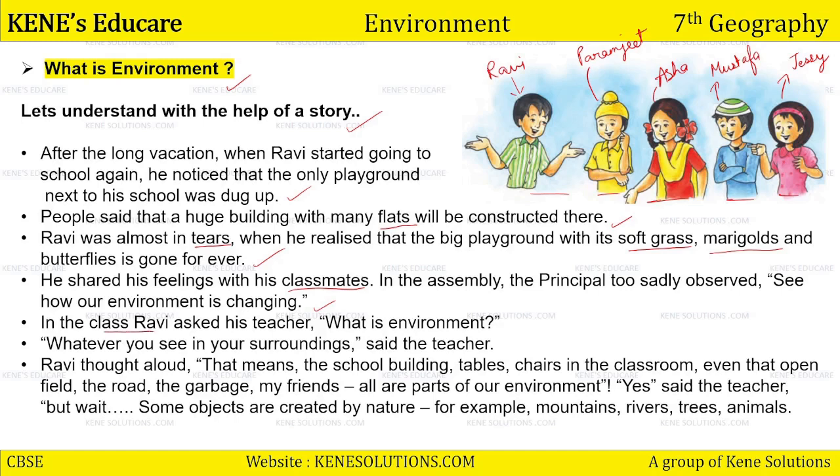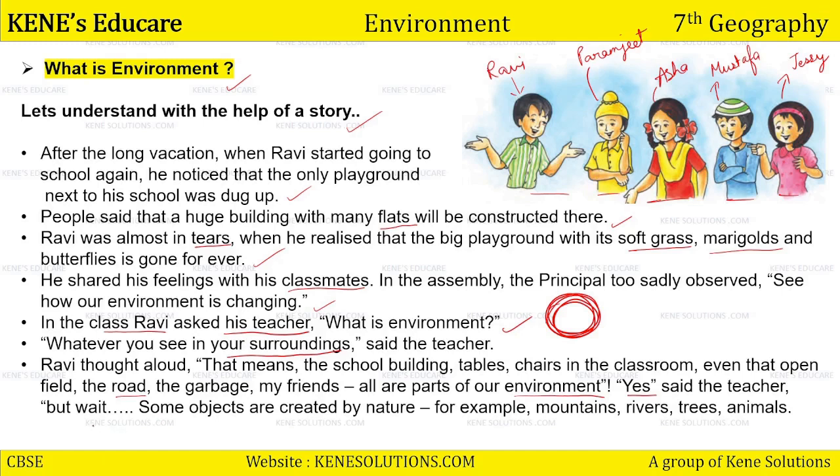So he came to his class and in the class he asked his teacher, ma'am, what is environment? Then the teacher said, beta, whatever you see in your surroundings is known as environment. Anything you see in your surroundings, आप अपने चारों ओर जो भी देखते हैं, everything is environment. Ravi thought aloud. That means the school building, tables, chair in the classroom, even that open field, the road, the garbage, my friends, they are all part of our environment. Teacher said, yes Ravi, you are right. Everything in your surrounding is environment.